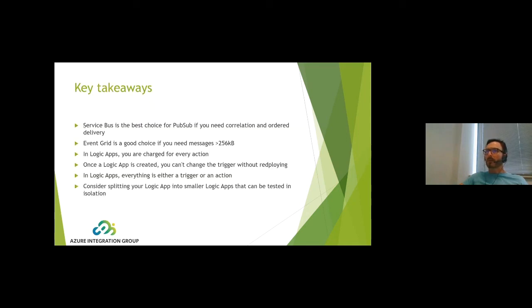In our opinion, and in particular, me deferring to the expert I have alongside me, Service Bus is the best choice for PubSub, especially if you need correlation and in-order delivery. Event Grid is a good choice if you need larger messages, because you can squeeze that up to 1 meg. But really, if you're dealing with large messages, then you're probably going to be using the claim check pattern, putting the actual message in blob storage and the metadata about that message either on Event Grid or on Service Bus.